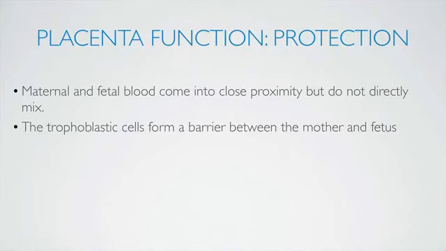The protective functions of the placenta are that it stops the maternal and fetal blood coming into direct contact. So this is sometimes what people get confused about. They think that the mother's and baby's blood is actually mixing. It's in close proximity, but it actually does not mix. And the trophoblastic cells form a barrier between the mother and the fetus. And then the waste products and the bits and bobs that the fetus wants, like oxygen and nutrients, then diffuse over this layer.